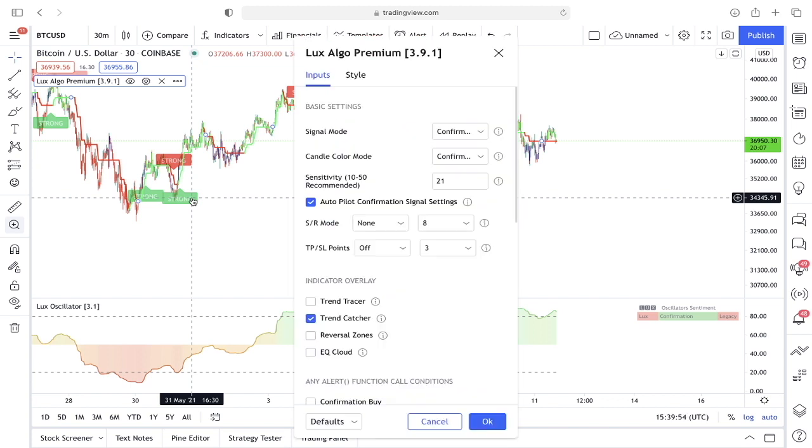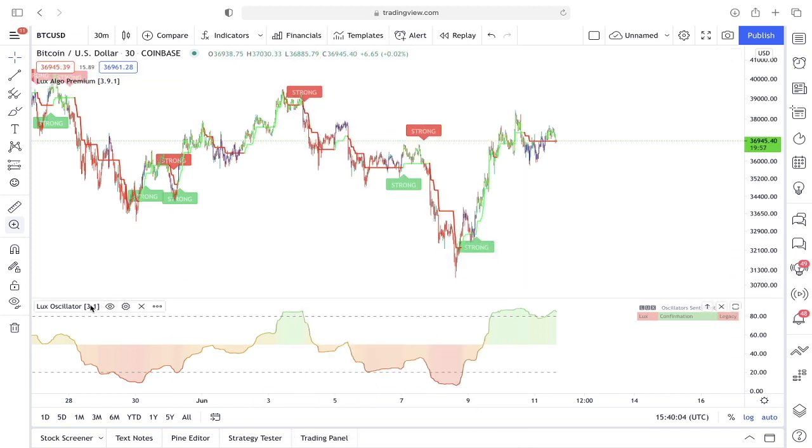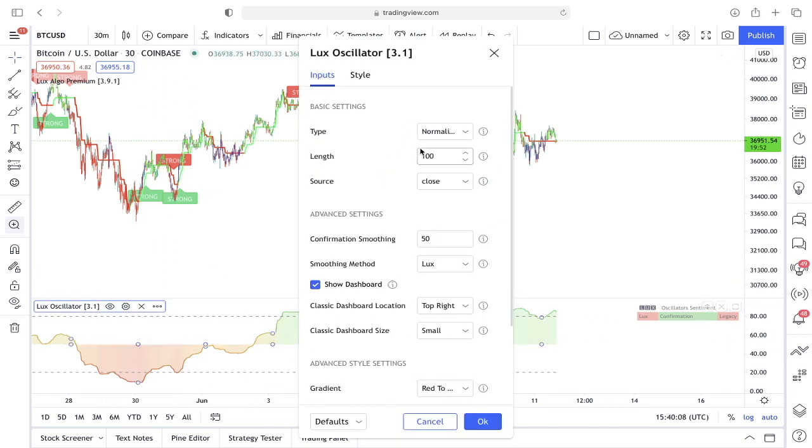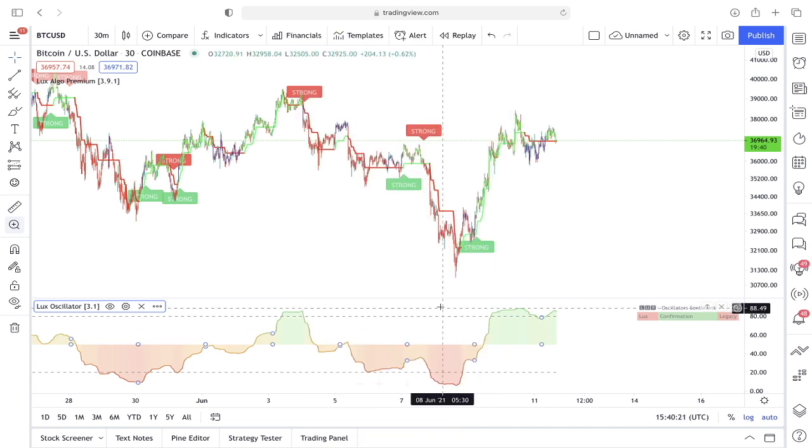I have the signals, and for the signals I'm using autopilot. I have the trend catcher, which I have enabled, and that's it for the main script. And then for the oscillator, I am using a normalized oscillator with length 100, using 50 confirmation smoothing and smoothing method Lux. And the reason I'm doing this, I will explain soon.